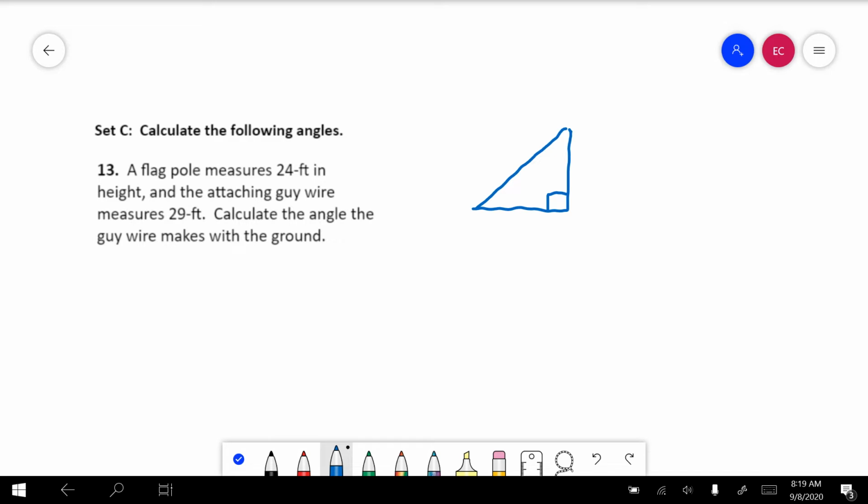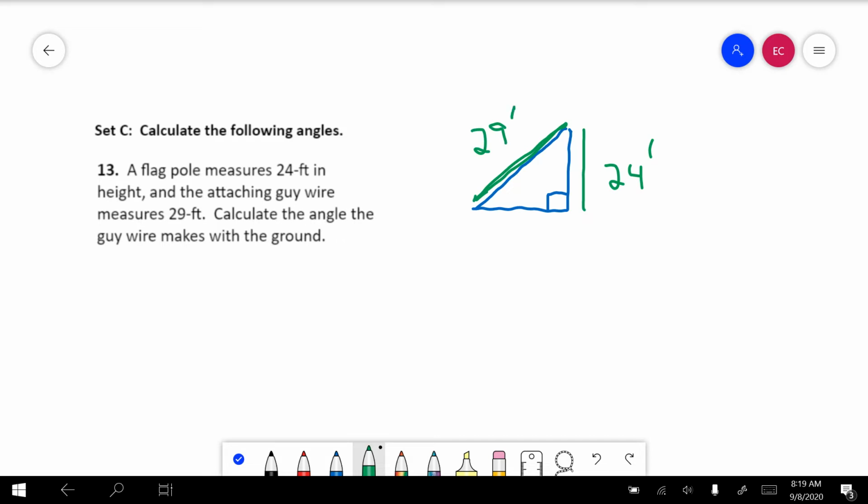So we have a flagpole that's 24 feet in height. That would be this part right here, so I'm going to write 24 with one tick. And then we've got a guy wire that's supporting the flagpole. It holds it up, it supports it. That would be this length right here. It's a wire that supports the flagpole, so that's 29 feet high.